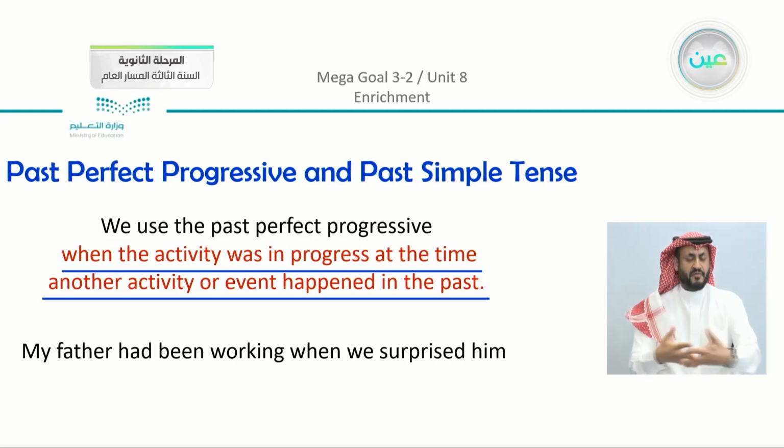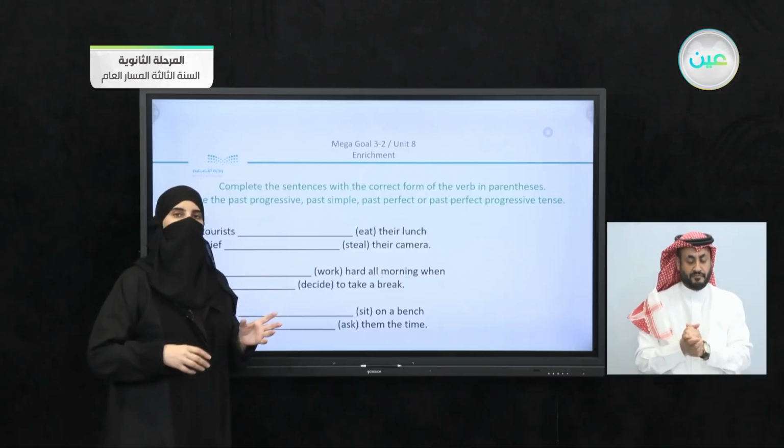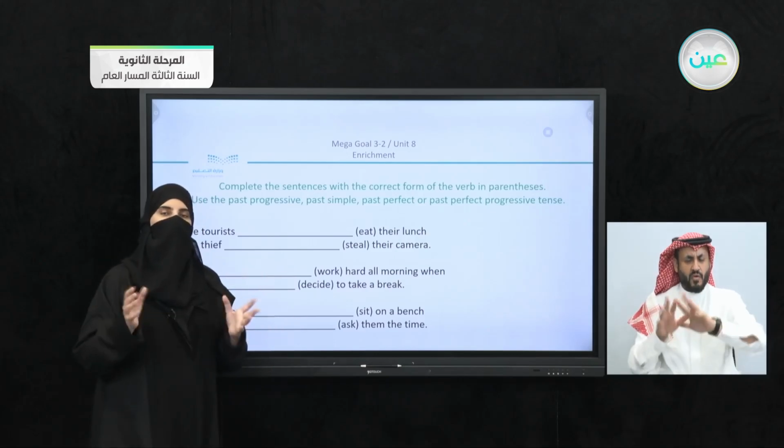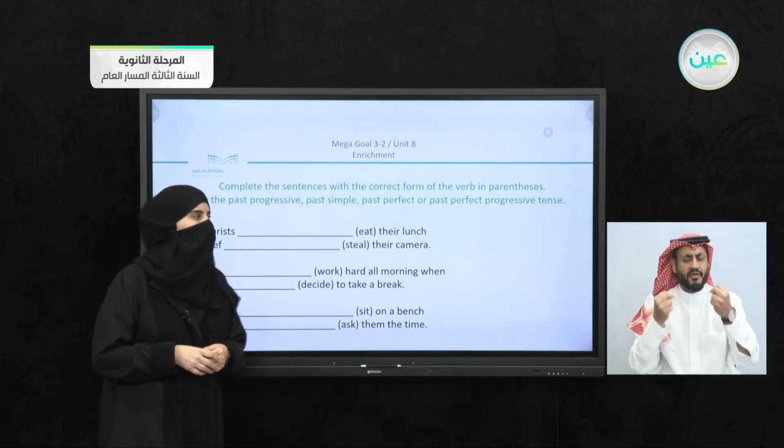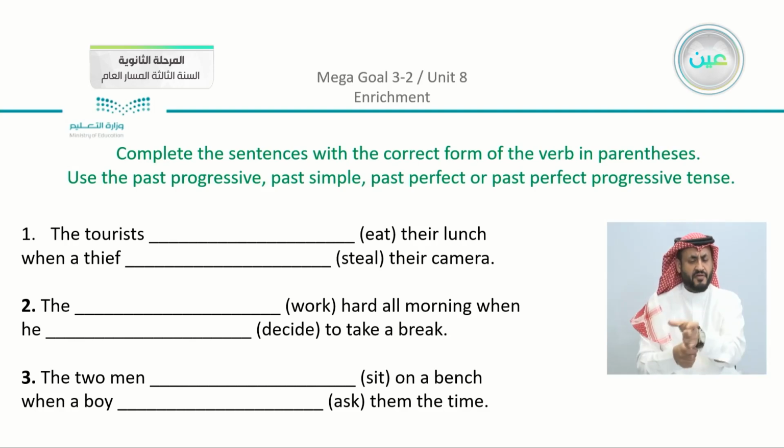We are going to apply our grammatical rules in one exercise. So what do we have here? Complete the sentence with the correct form of the verb in parentheses, using the past progressive, the past simple, the past perfect, or the past perfect progressive tense. This exercise joins all the structures that we studied together. We are going to read the complete sentence, see what the verb between the brackets is, and then apply the correct answer, inshallah.